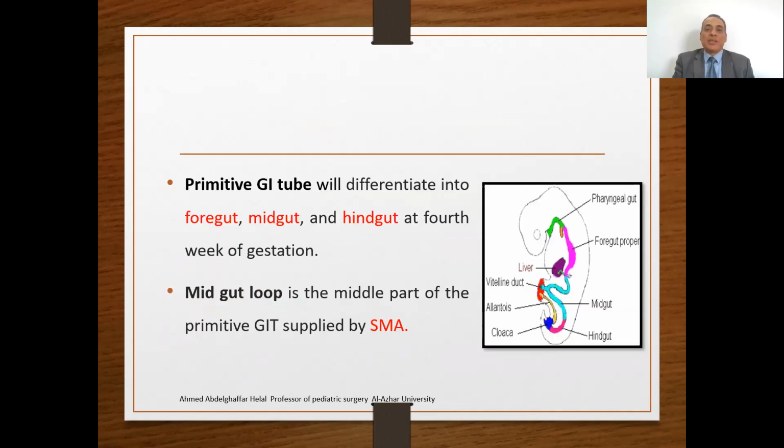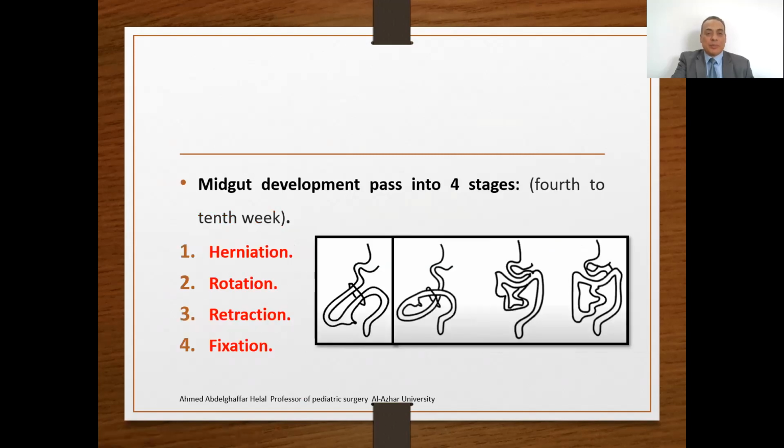The primitive gastrointestinal tube will differentiate into foregut, midgut, and hindgut at the 4th week of gestation. The midgut portion forms the middle part of the primitive tube, and it will be supplied by the superior mesenteric artery. The midgut development embryologically passes through 4 stages: a stage of herniation outside the abdominal cavity, then a stage of rotation outside the abdominal cavity, then a stage of retraction, and finally a stage of fixation.